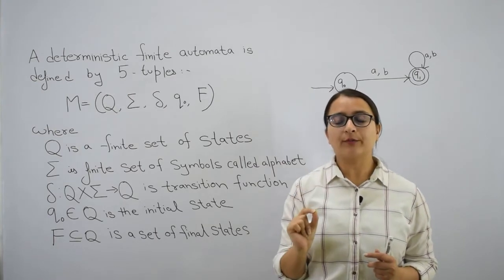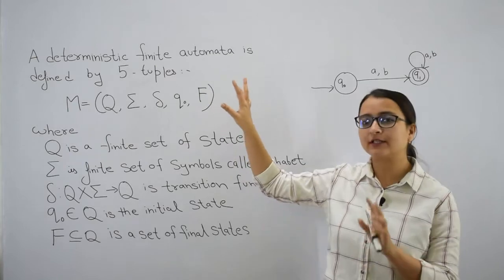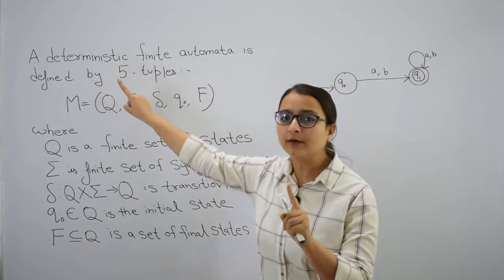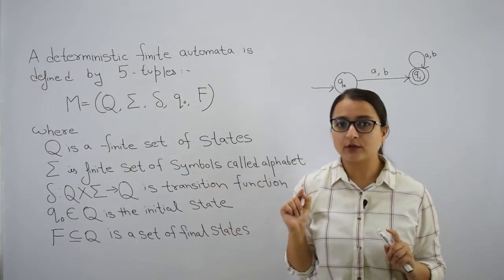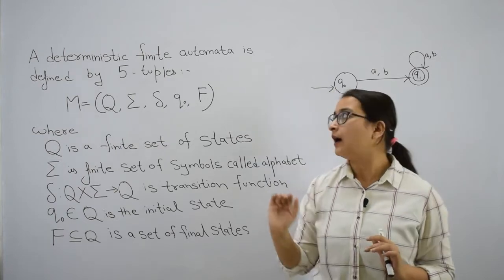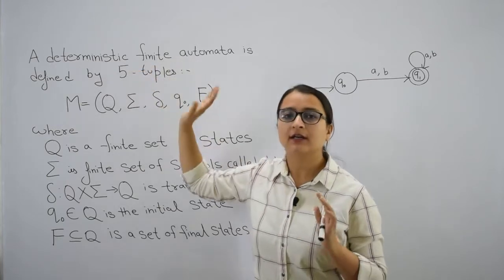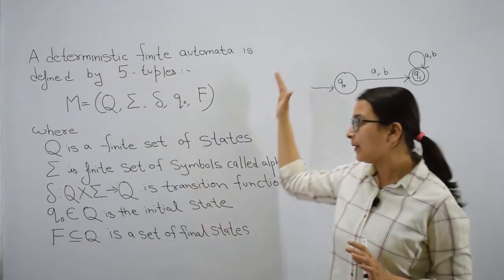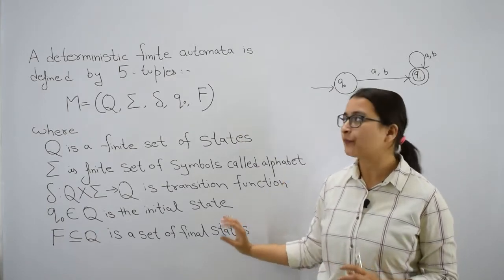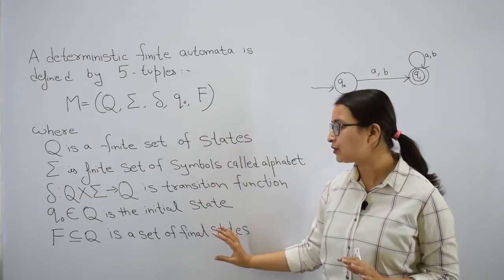Now, finite automata are of two kinds. We will discuss two kinds of finite automata. One is deterministic finite automata, and another one, which we will discuss later, is called non-deterministic finite automata. A little later I will also tell you why we are calling it deterministic. Now here I have written down the definition of deterministic finite automata. It is a mathematical definition.